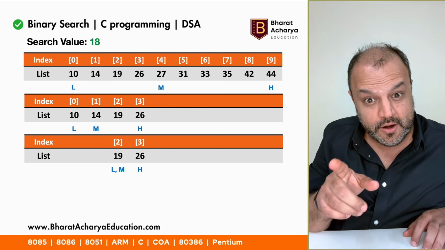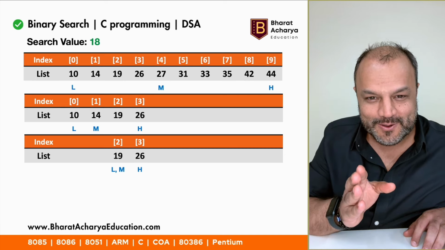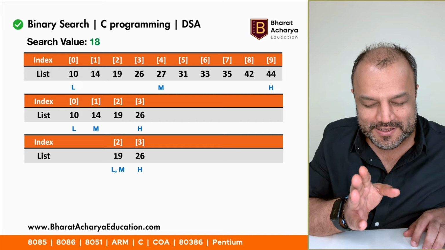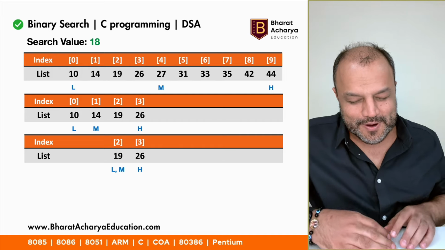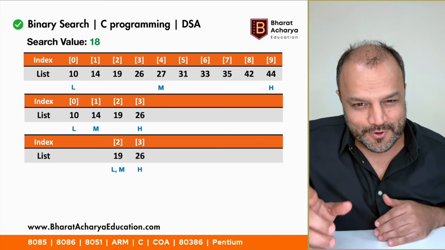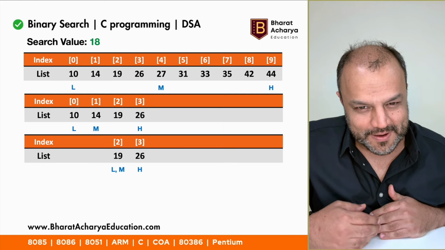What happens? Don't look there. No cheating. Look here. When you go left, what happens? Now say from your understanding and your imagination. When you go left, what happens? Look at the series. When you go left, your low remains the same. Your high becomes M minus 1.